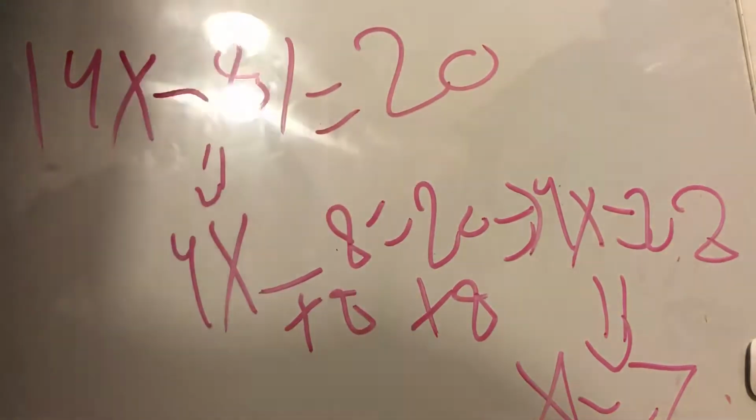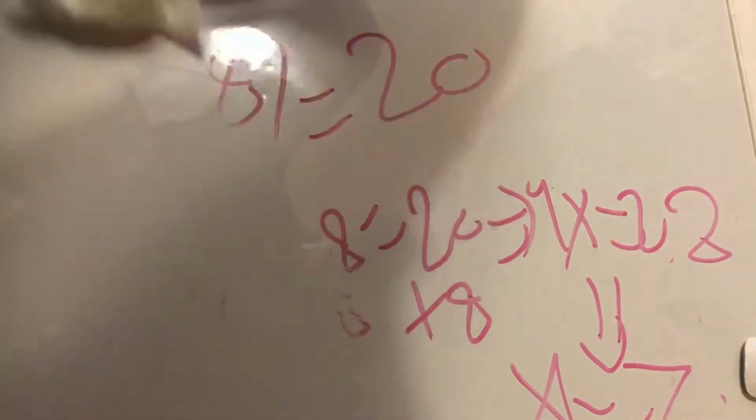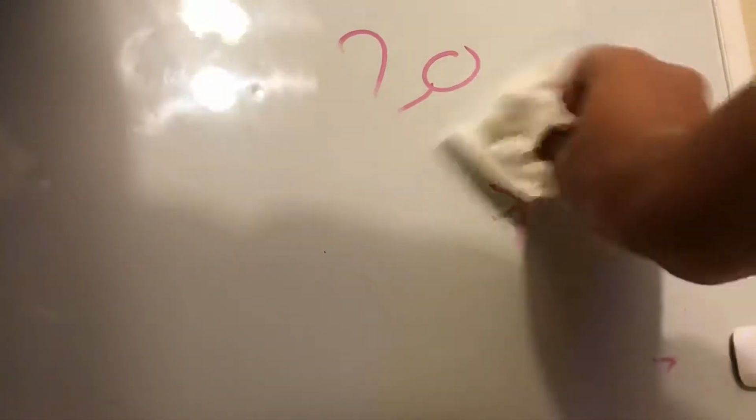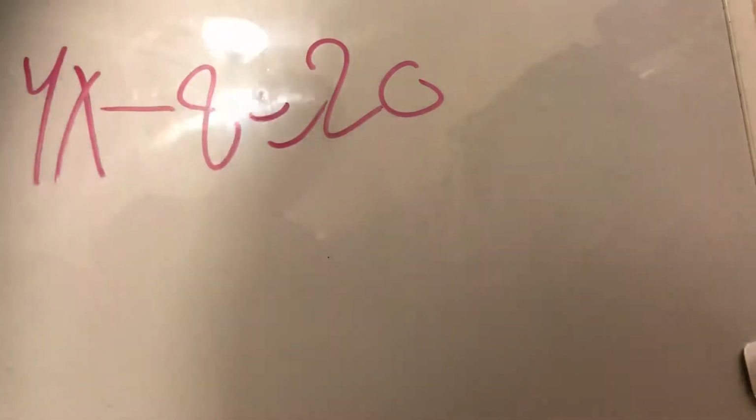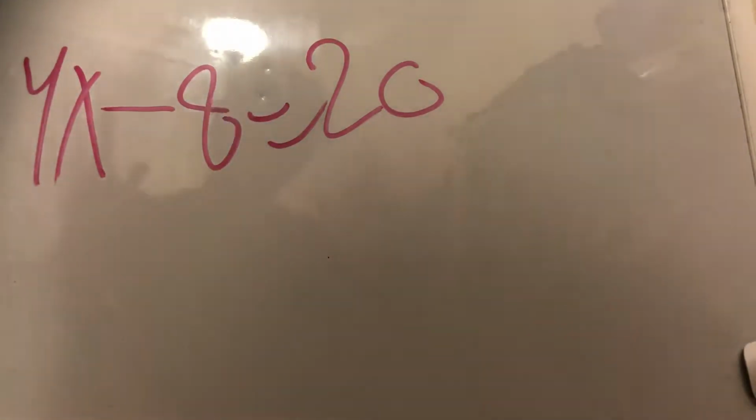But this is not our only answer. We have one more answer, and I'm gonna show you what the other answer is. We're gonna rewrite the equation again, and this one is gonna be tougher, but it's still easy. So we're gonna erase this one. We say 4x - 8 equals 20. For this one, we divide each side by 4.